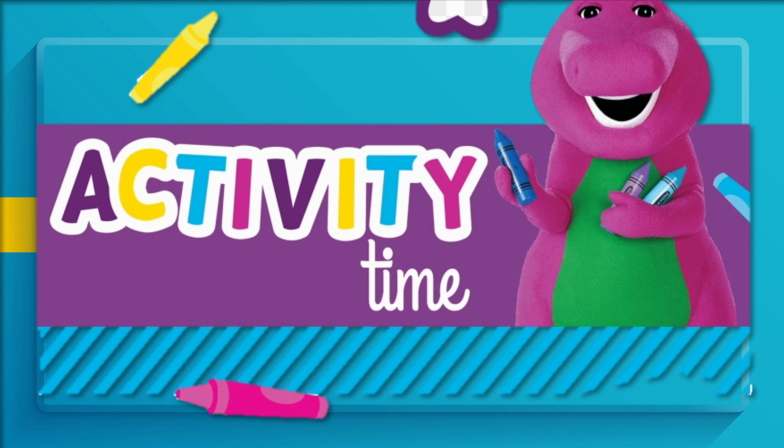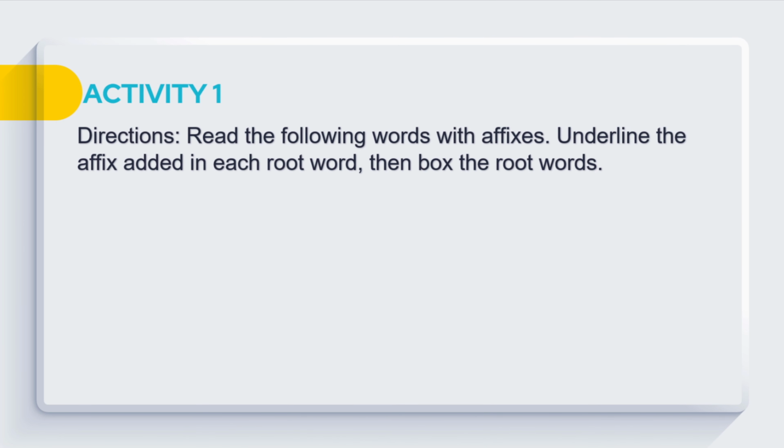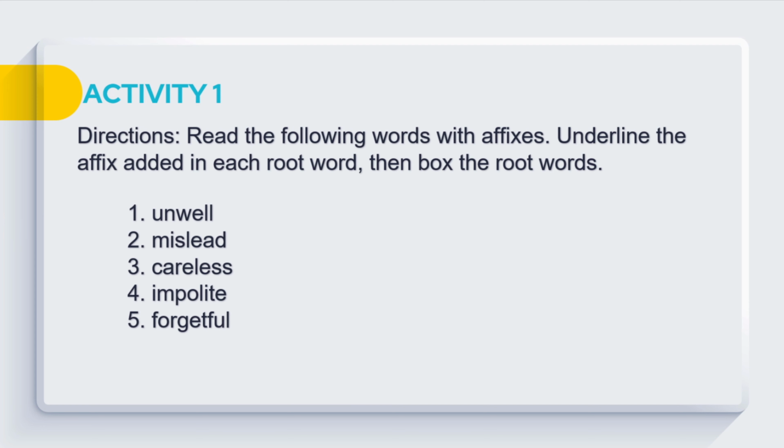It's module activity time. Get ready with your pen and answer sheet. Activity 1. Directions: Read the following words with affixes. Underline the affix added in each root word, then box the root words. 1. Unwell. 2. Mislead. 3. Careless. 4. Impolite. 5. Forgetful. Your timer starts now.